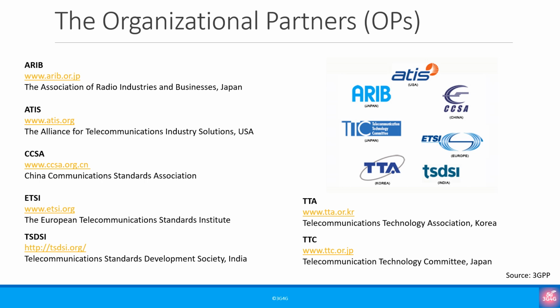Here are the 7 organizational partners of 3GPP. Going from top left to bottom right, we have ARIB from Japan, ATIS from USA, CCSA from China, ETSI representing Europe, TSDSI from India, TTA from Korea, and TTC from Japan.